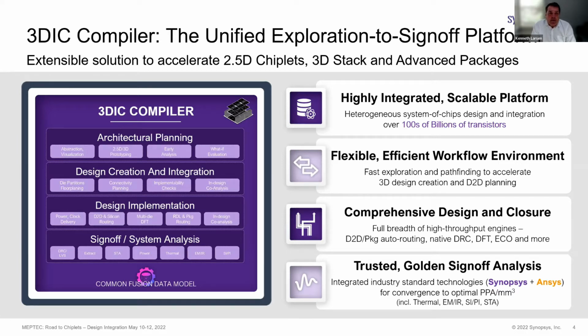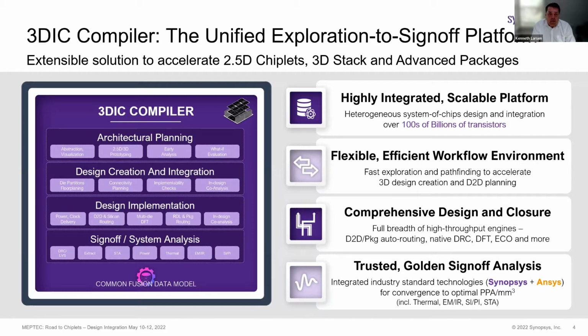So we have 4 areas of capabilities within our platform. The first one is around architectural planning. So in architectural planning, we are looking at the exploration and pathfinding, understanding the topology of the system that we are building, and coming up with a suitable architecture, whether that's 2.5D, 3D, if it's sitting on a fan-out wafer level package, or any combination in between.